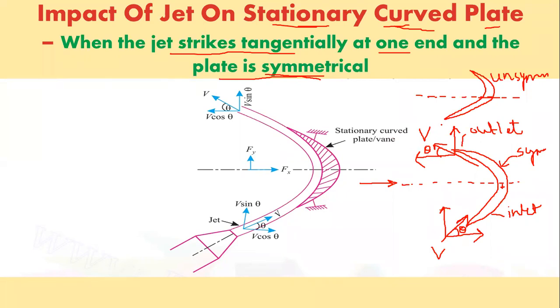Here again we will give two components to it. Here it will be v cos theta, and here it will be v sin theta. Now this is acting in the direction opposite to the positive x direction, so this will be minus v cos theta. Keep that in mind.